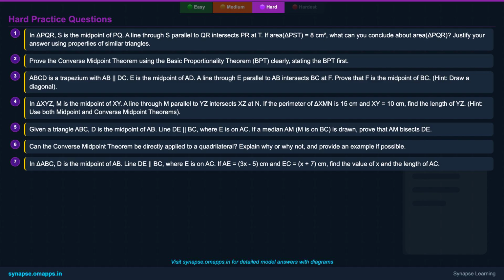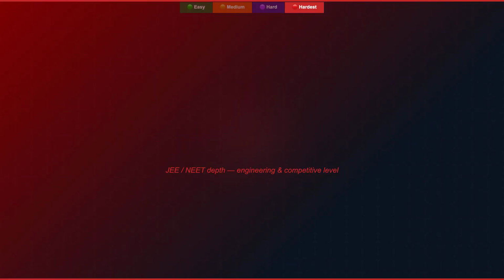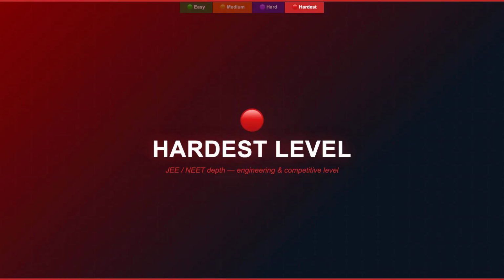Now, it's time to tackle some harder problems that demand a deeper understanding and application of the converse midpoint theorem. These 7 questions challenge you to connect the theorem with other concepts like similarity, BPT, and its application in quadrilaterals. Get ready to put your analytical skills to the test. Welcome to the ultimate challenge.